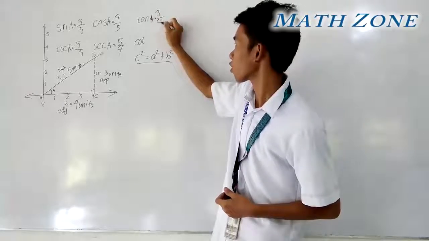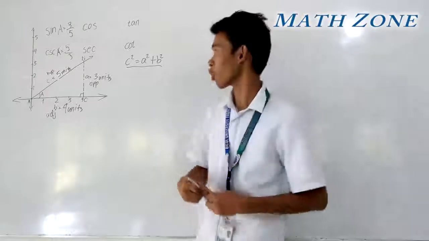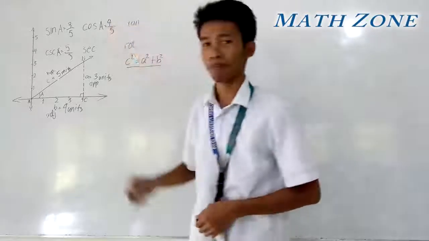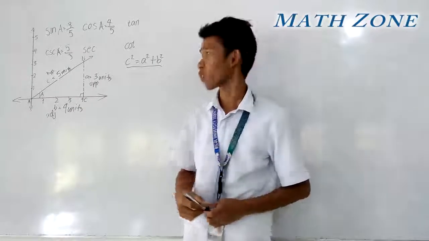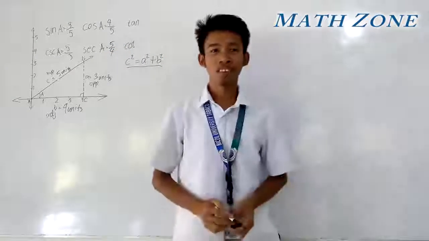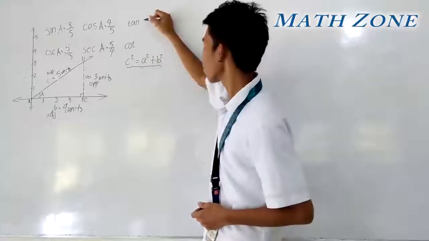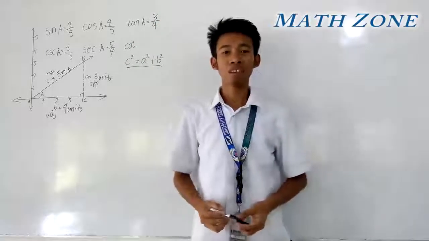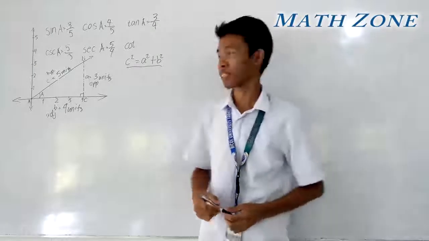3 over 4. Cosine A is equal to adjacent over hypotenuse, which is 4 over 5. And secant A is equal to hypotenuse over the adjacent, which is 5 over 4. Tangent A is equal to opposite over adjacent, which is 3 over 4. And the last one is cotangent A, which is equal to adjacent over opposite, which is 4 over 3.